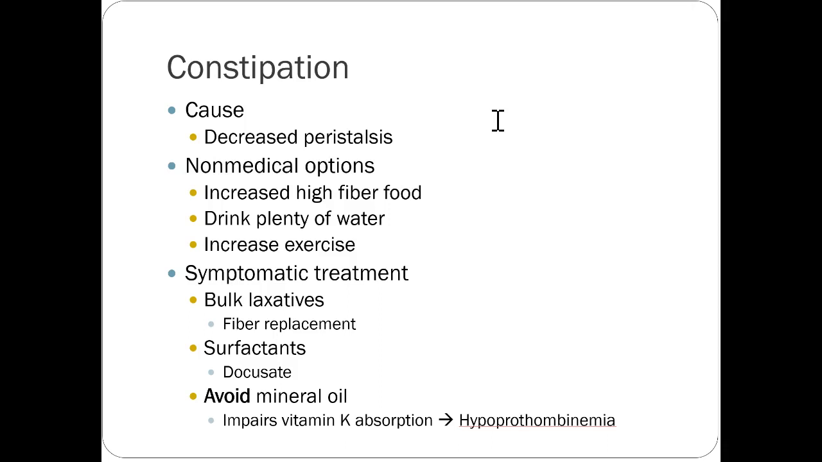All right, constipation causes decreased peristalsis. Increased high fiber food can help. Drink plenty of water, exercise, just like the things we've already talked about. Symptomatic treatment, bulk laxatives, fiber replacement is definitely okay in pregnancy. Surfactants, docusate, drinking water, of course, you could throw in there too, along with docusate. It's about as effective as it is. Really, you just want to avoid mineral oil, which I don't think a lot of people use anymore.